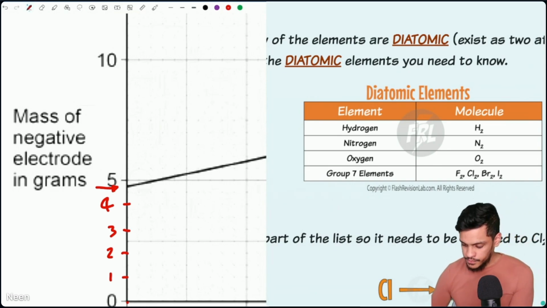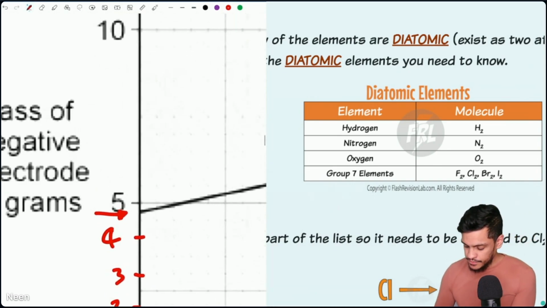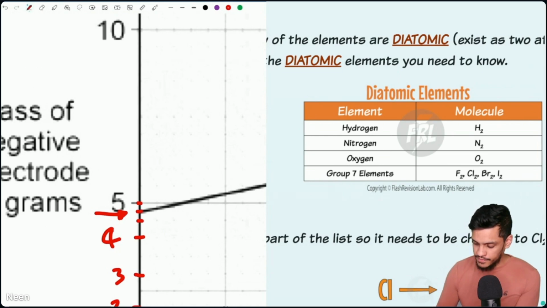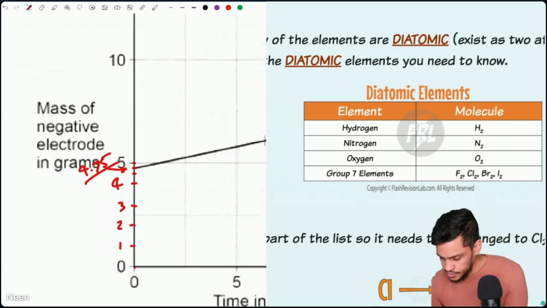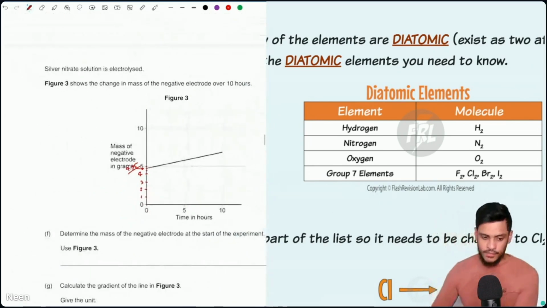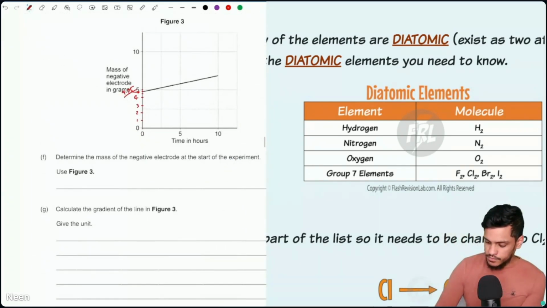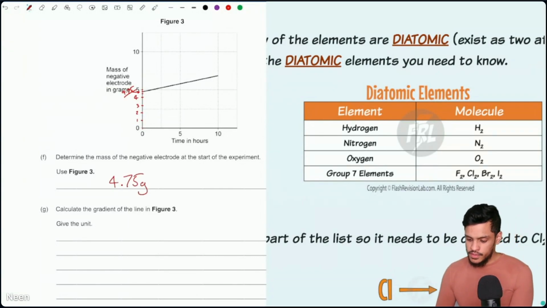Yes, well done, Lucy. It's going to be 4.75 because that's 4, so that means this is 4.5. That's 5. It's in between 4.5 and 5, which means it's 4.75. Just got to read it carefully. Most people, I'd say, would put 4.5 there. That wouldn't be right. 4.75 grams.